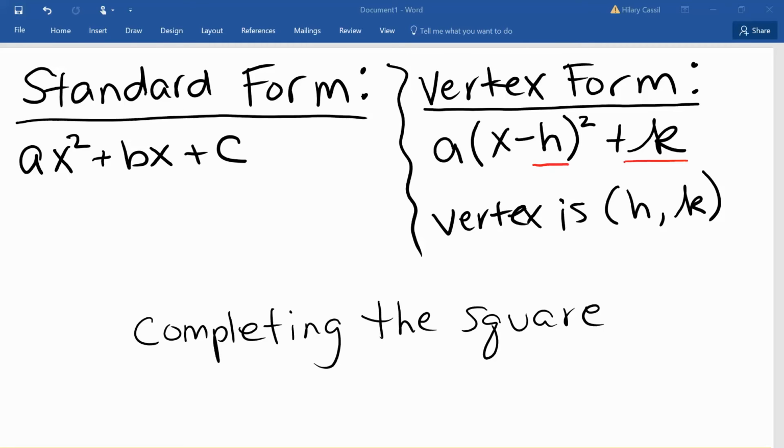Now most people will have you do this by completing the square, but personally I think that is a pain in the butt, so we are not going to do that. What we're going to do is find the vertex of our quadratic and then put it in vertex form from there.